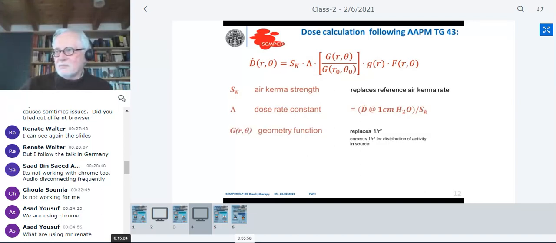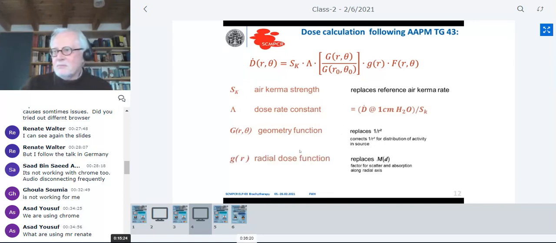Then TG43 introduces a geometry function, which replaces 1 over r squared. The reason for this is that your source is not a point source, but extended. For an extended source, the inverse square law is not valid. You have a slightly different law, and I'll show you what this looks like.